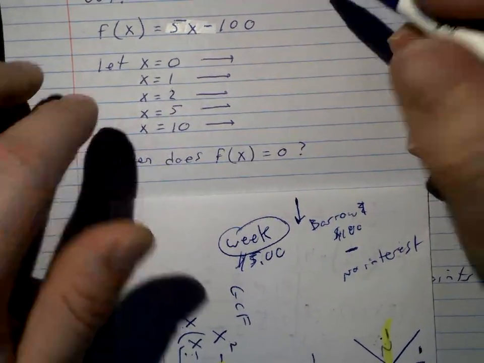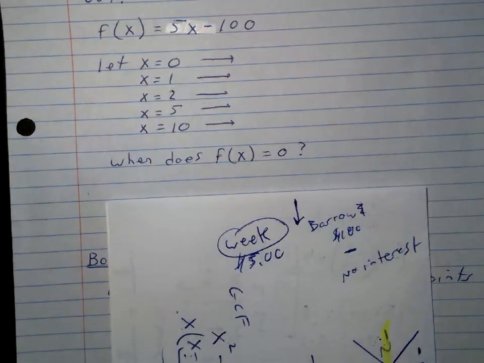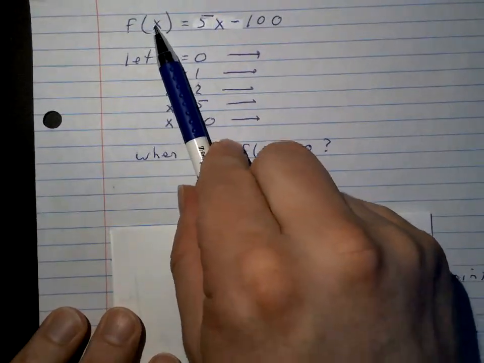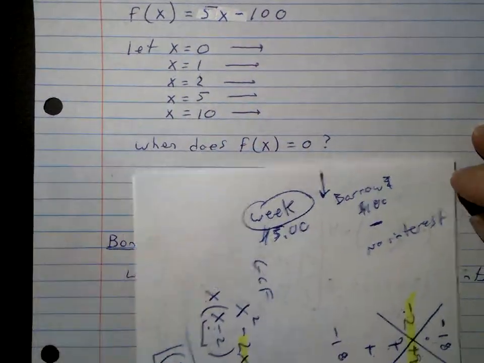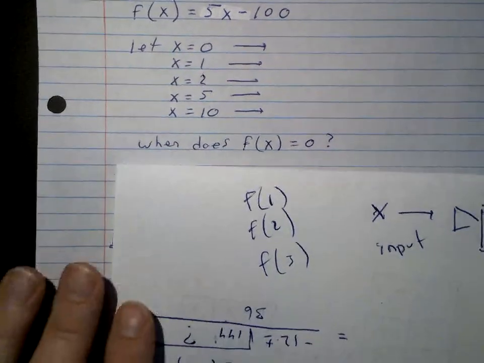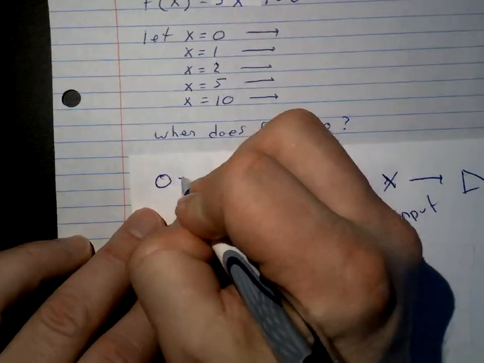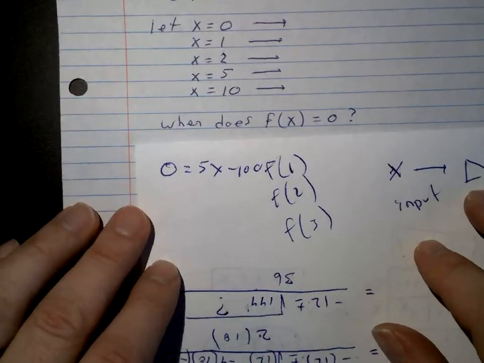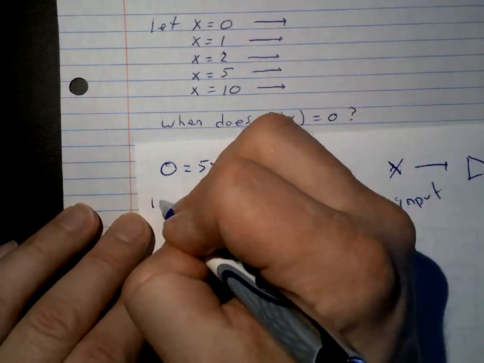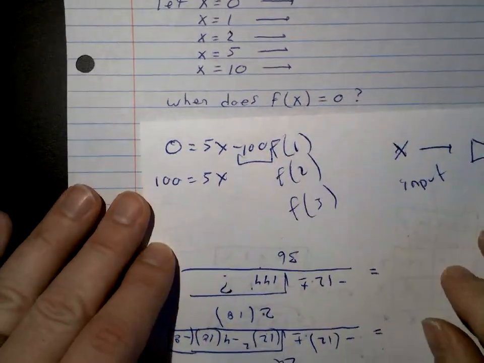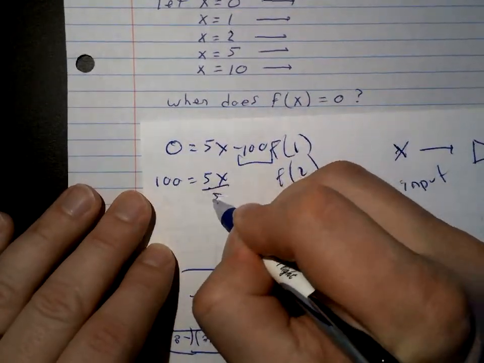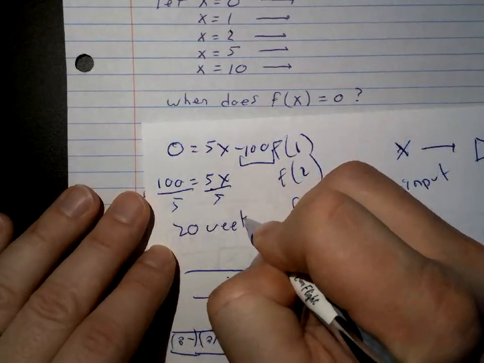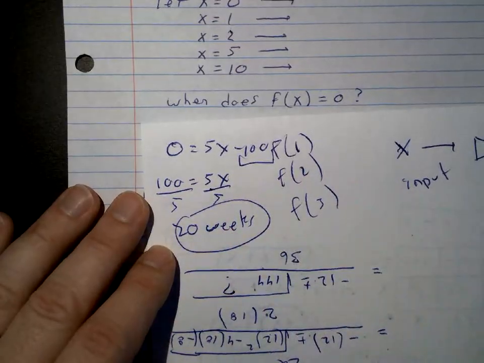What I want you to think about is, how many weeks are there without doing all this work? So what if I let the output be 0? If I let the output be 0, I can go ahead and solve for x. I'm going to take this and move it over, and I get 5x equals 100. Then I take 100 divided by 5, which I hope you're going to say is 20 weeks. So in 20 weeks, I will pay you off.